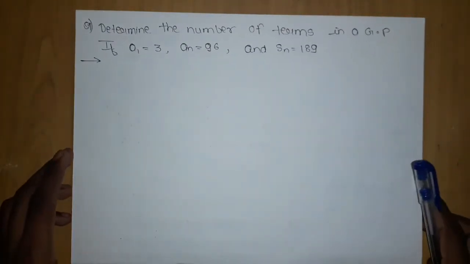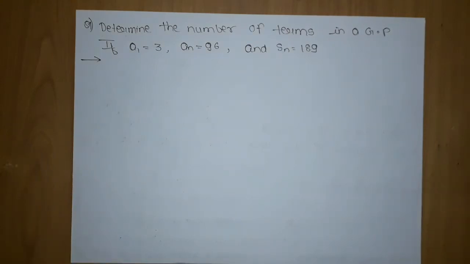The first question we are going to do is: determine the number of terms in a GP if A1 is equal to 3, An is equal to 96 and Sn is equal to 189. Here we want to find n. Sn is given, so one idea is to find Sn directly, but for that we should know the last term, the nth term.